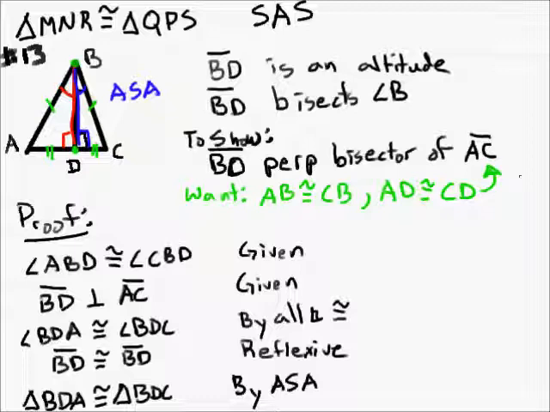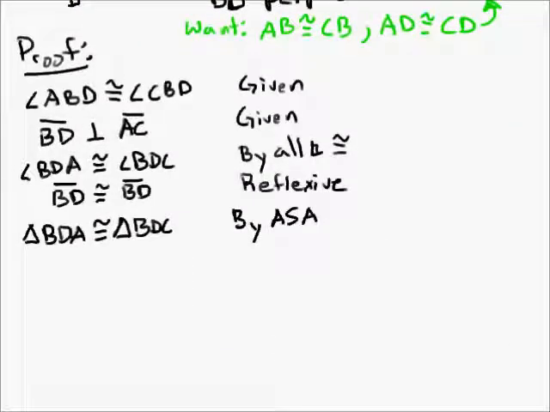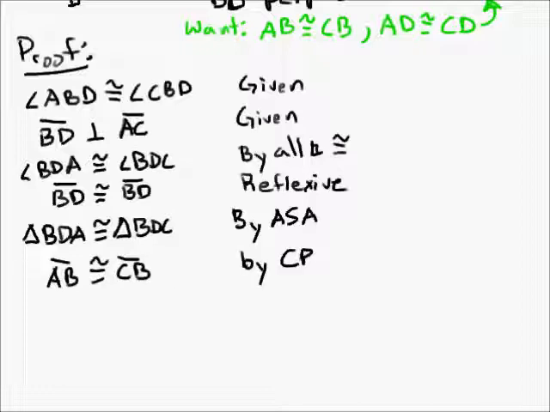How are we going to do it? Well, we have the two triangles congruent. So we're going to get these segments congruent via corresponding parts. Line segment AB is congruent with line segment CB by corresponding parts of congruent triangles are congruent. Likewise, line segment AD is congruent with line segment CD, again by corresponding parts.